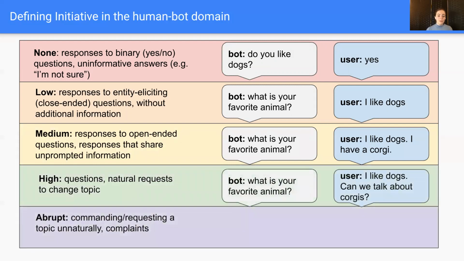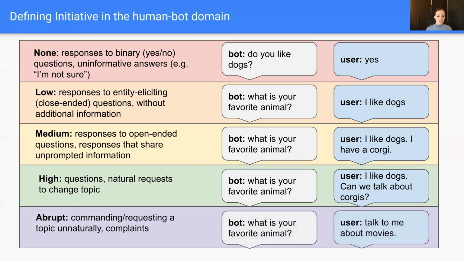We distinguish this from abrupt initiative, which occurs when the user's command or request is unnatural or when the user interjects to make a complaint. This type of initiative taking is unique to human-bot conversations and is generally indicative of user dissatisfaction.